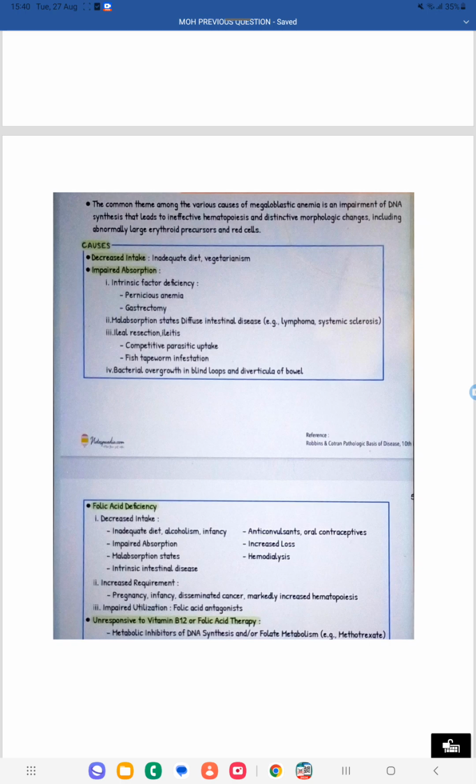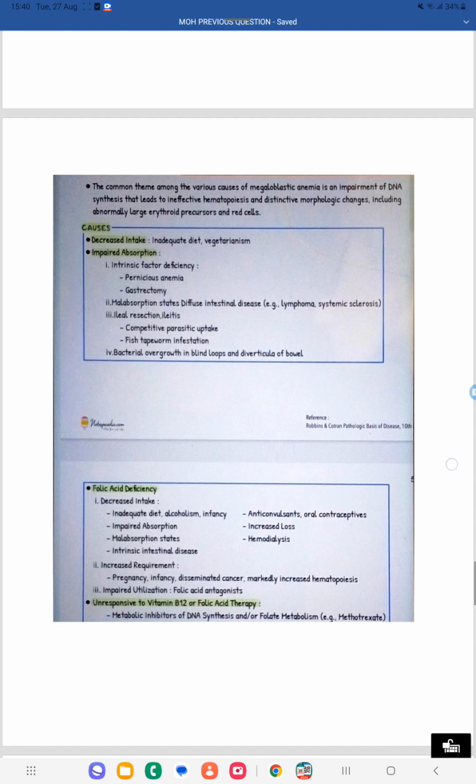anemia. And if you are suffering from a malabsorption condition, then ileal resection, ileitis. From the ileum region also vitamin B12 absorption happens. If you have a problem in the ileum, that also can lead to vitamin B12 deficiency. Bacterial overgrowth, that also will lead to vitamin B12 deficiency. So these are the reasons where you can find vitamin B12 deficiency: inadequate diet, vegetarian food, intrinsic factor deficiency, malabsorption, ileal resection, bacterial overgrowth.